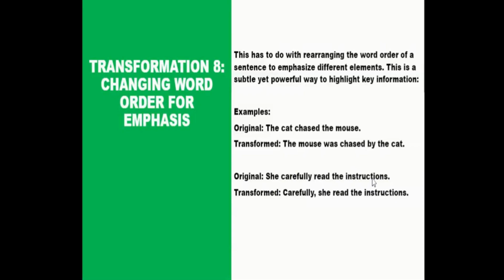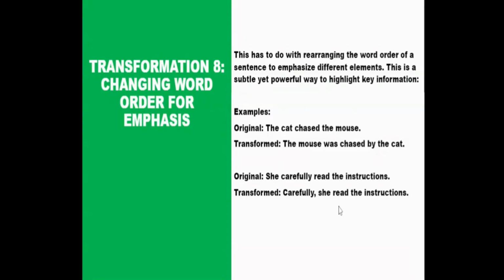Subject, adjunct, verb, object. But here we rearrange the word order, and the sentence now begins with the adjunct, which is carefully. So here we have A for adjunct, represented by carefully. Then she is now the subject, read is the verb, and the instructions is the object. So what we have here is A, S, V, O. But in the first one, we have S, A, V, O.